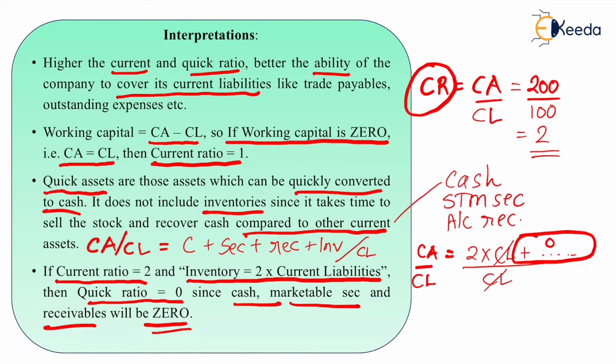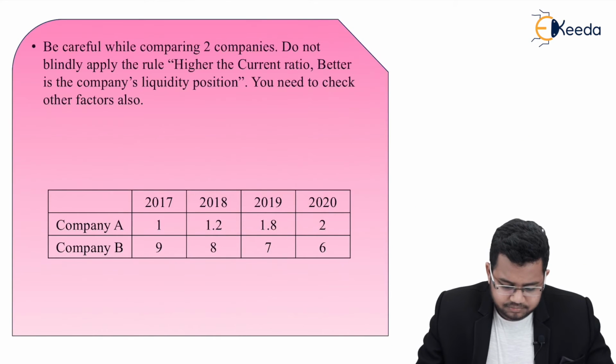Now if all the other current assets are 0, quick ratio will be 0 because quick ratio का numerator क्या है? It is cash plus marketable securities plus receivables. So numerator is 0, that is why quick ratio will be 0. So these are some interpretations you need to know. Let's solve a question.